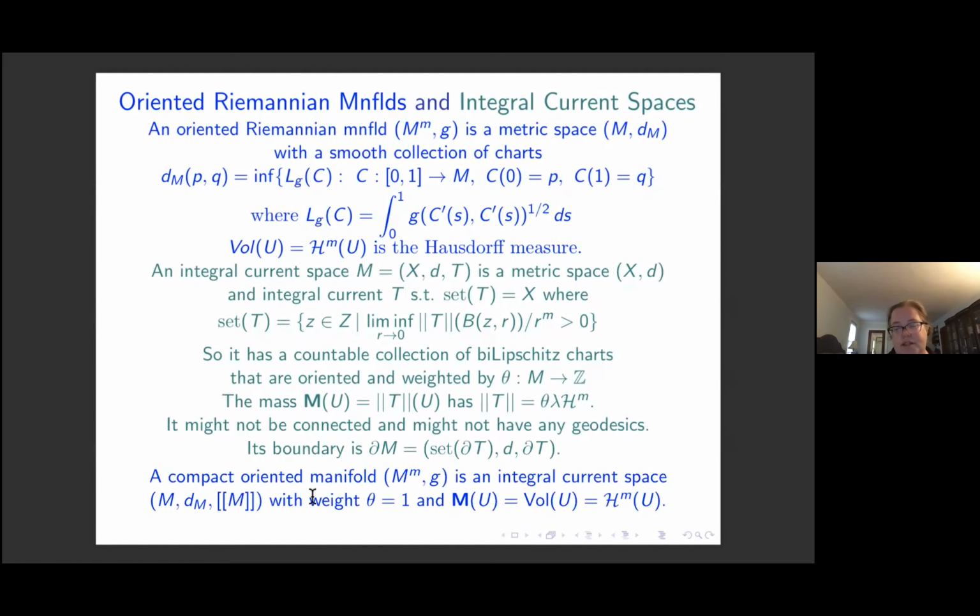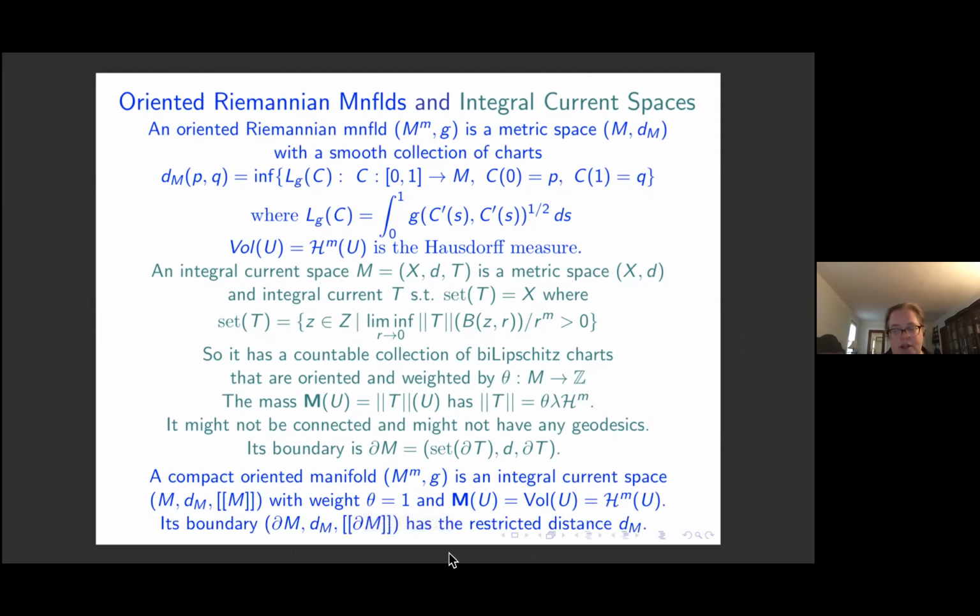And a compact oriented manifold M gets described as an integral current space (M, d_M, [M]). This integration is defined by the charts on M, it has weight theta equal to 1 by definition, and the mass of U comes out. If you work it out, you'll end up with lambda being 1, theta being 1, and you get M(U) equals Vol(U), the Hausdorff measure of U.